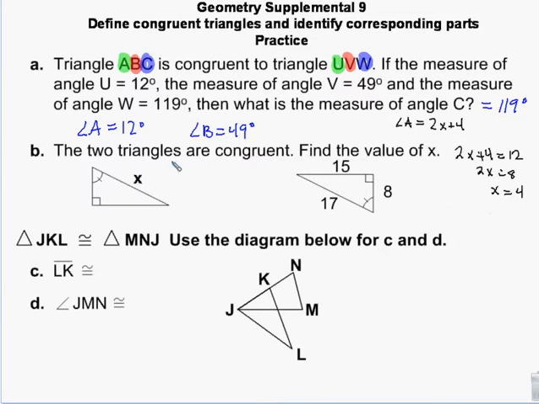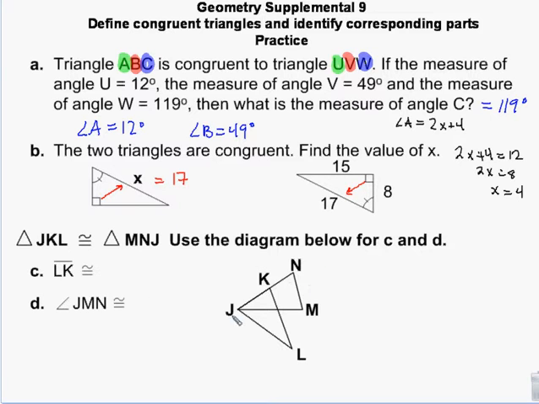If these two triangles are congruent, we're going to find the value of x. So we have to figure out where x is in position over here, because the triangles are rotated. X is the hypotenuse of this triangle. So it's 17. So x equals 17.